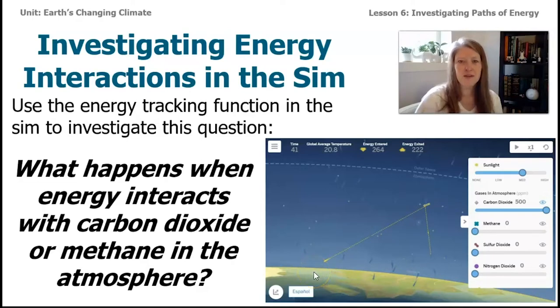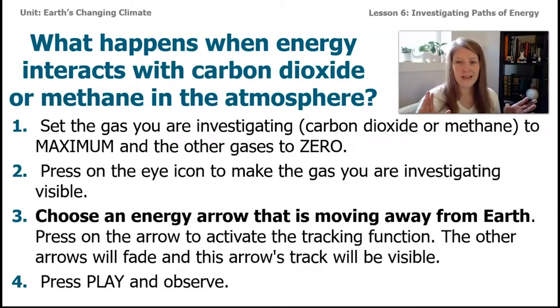And so what's happening here? This is an energy arrow interaction with gas, and we're going to see what the different settings on the sim allow that to happen. So what's happening when energy interacts with carbon dioxide or methane? And so the directions are a little complex, so let me walk you through them, and then I'm going to show you how to do it on the sim. But the most important thing is to be patient, because sometimes it takes a while for you to capture one of these energy arrows interacting with the gas, but it is happening, I promise.